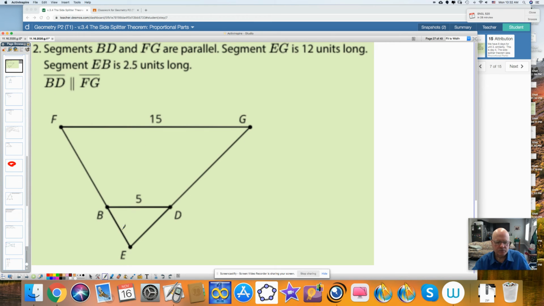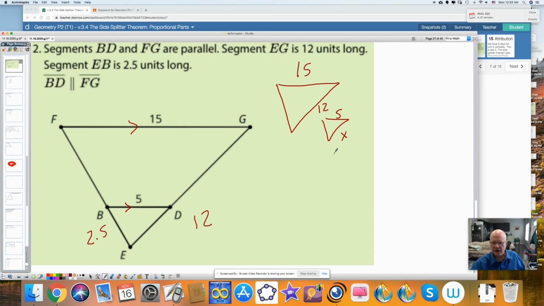Here's one. These sides are parallel. Segment EG is 12. Segment EB is 2.5. Now, if I were to redraw these two triangles, I have 15 is to 5 as 12 is to, we'll call this little thing here x.